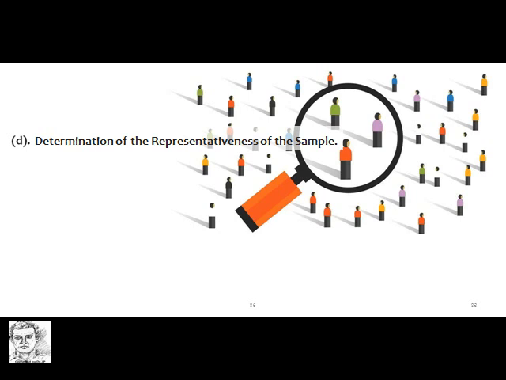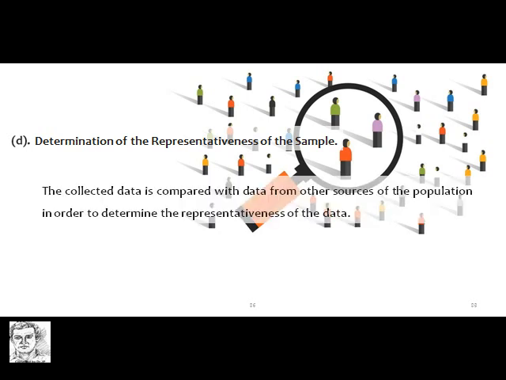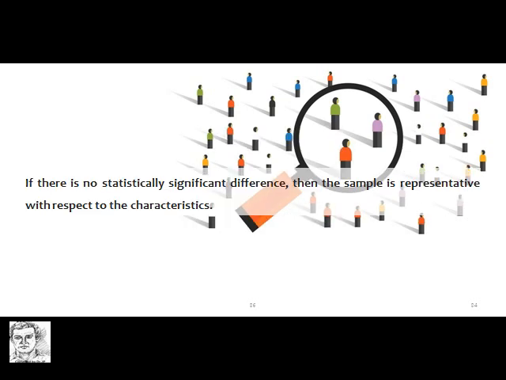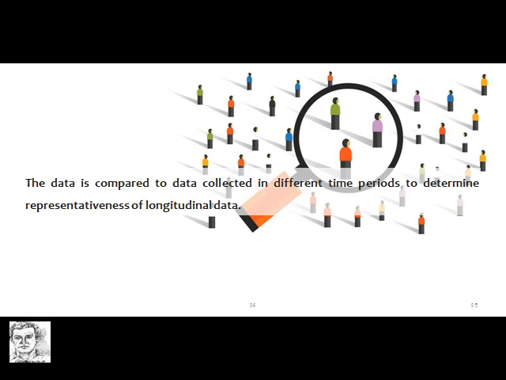Determination of the representativeness of the sample. The collected data is compared with data from other sources of the population in order to determine the representativeness of the data. If there is no statistically significant difference, then the sample is representative with respect to the characteristics. The data is compared to data collected in different time periods to determine representativeness of longitudinal data.